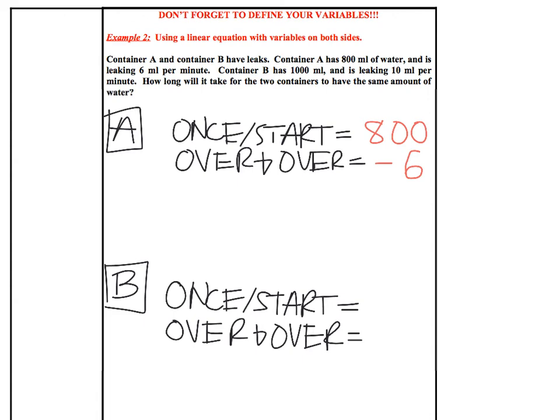Okay, so for B, Serenity, what is my starting amount, or what happens once? 1,000 milliliters. Okay, and Haley, what's happening over and over for container B? -10. Right, losing 10. Is it per minute? Per minute.